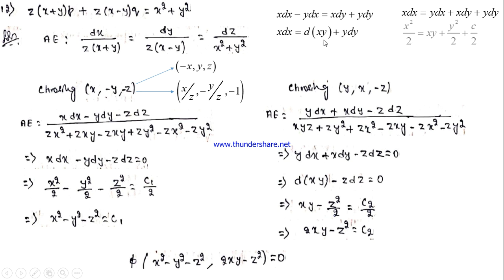So now on integration this becomes x square by 2, this is xy, this is plus y square by 2 plus c by 2, and multiplying throughout by 2 we will get x square minus 2xy minus y square is equal to constant. You can use this as one solution, and instead of choosing two sets of multipliers you can go for one set of multipliers in this example.